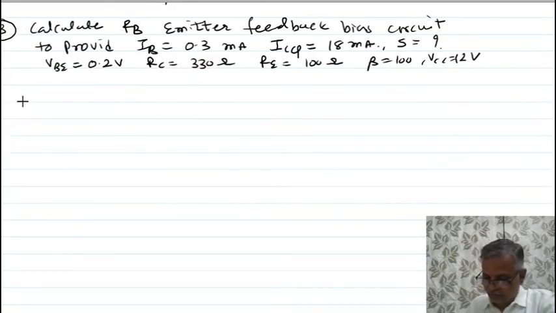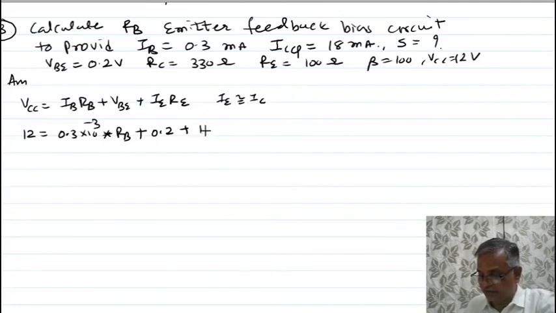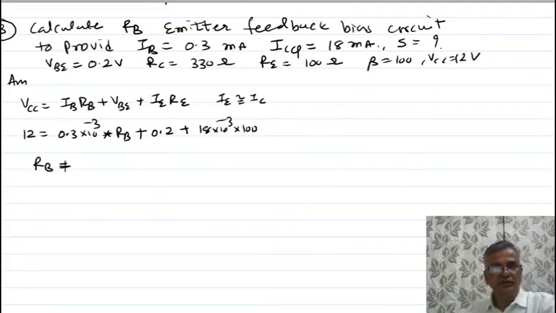So you must be aware of this equation we have written for the emitter feedback bias. This is 12 volt. This is 0.3 milliampere. RB I have to find out. VB they have given 0.2 volt. The emitter current is nothing but the collector current, already we have taken, 18 milliampere. RE is 100. If you do this calculation, you will find RB is nearly about 33 kilo ohm.